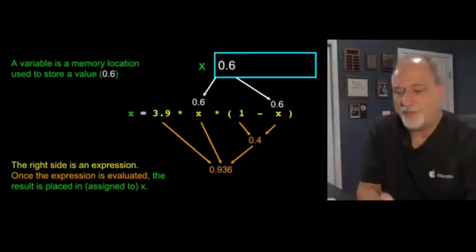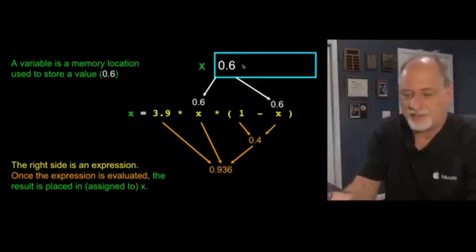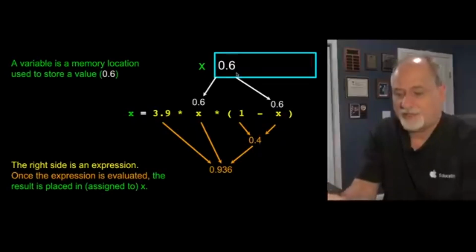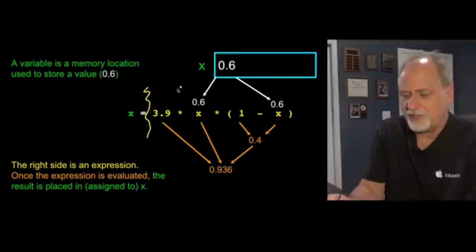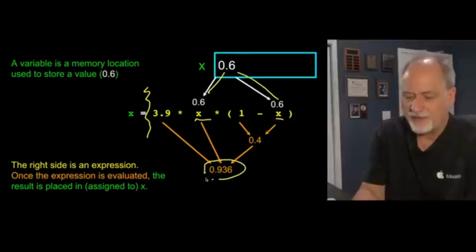And so if, for example, we have x and x has 0.6 in it, what happens is that it sort of ignores this part right here and evaluates the expression. So it pulls the 0.6. Everywhere x appears, it pulls 0.6 out. Then it starts running these calculations, and then it has the new value.